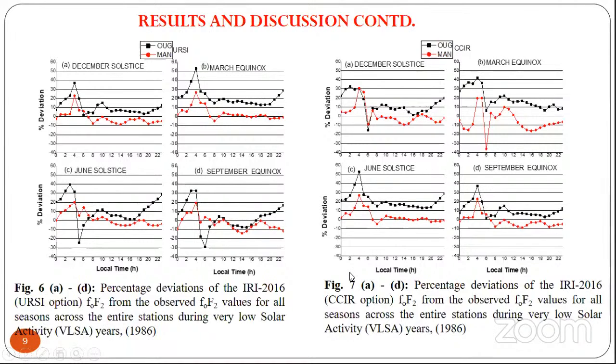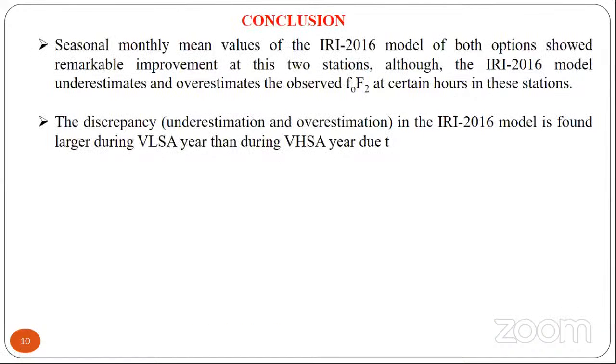So by way of conclusion, the IRI 2016 model, from the observation from the two plots, shows that both model options show remarkable improvement at these two stations by predicting close to the actual value and sometimes exactly the value. But the discrepancy of underestimation and overestimation of the model is far larger during the very low solar activity period than the very high solar activity period, which means there still needs to be an update of the model to correctly predict the ionospheric data during the very low solar activity period.